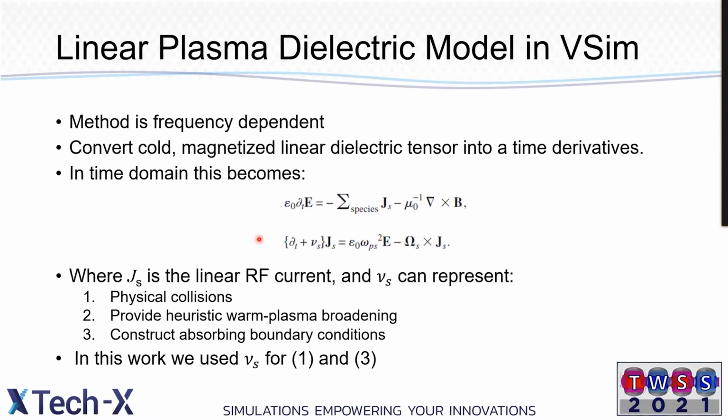You can actually use it to model real physical collisions, which I've used it for. You can put in some form of heuristic warm broadening. I have not used it for that, but you can also use it to put in absorbing boundary conditions, which is a very nice feature when you're looking at electromagnetic propagation in a finite size simulation domain.